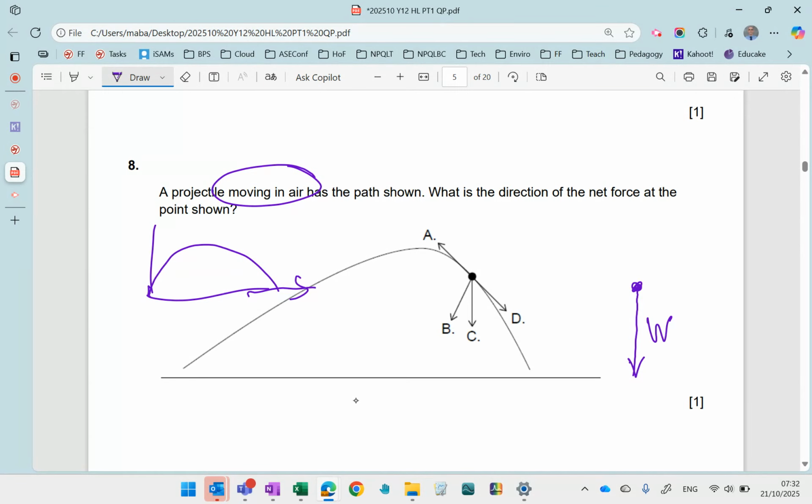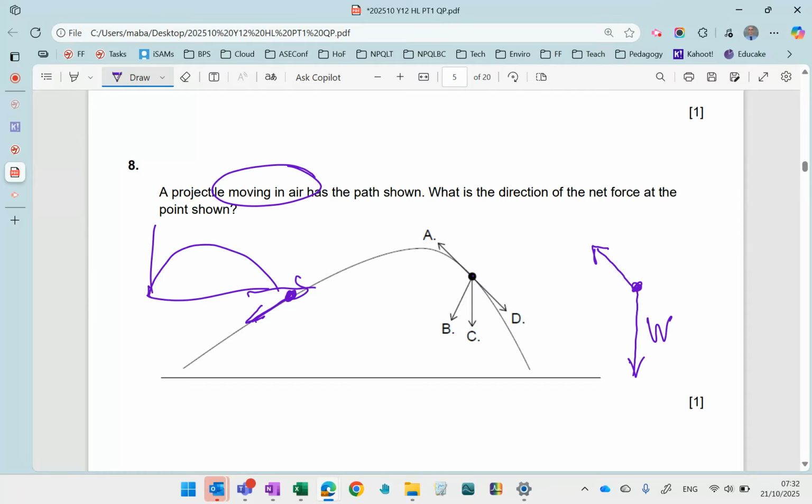Now, air resistance is going to oppose the motion. So at the beginning, when it's traveling in this direction, the air resistance is going to act opposing the motion. So here, air resistance is going to act along the direction of A.